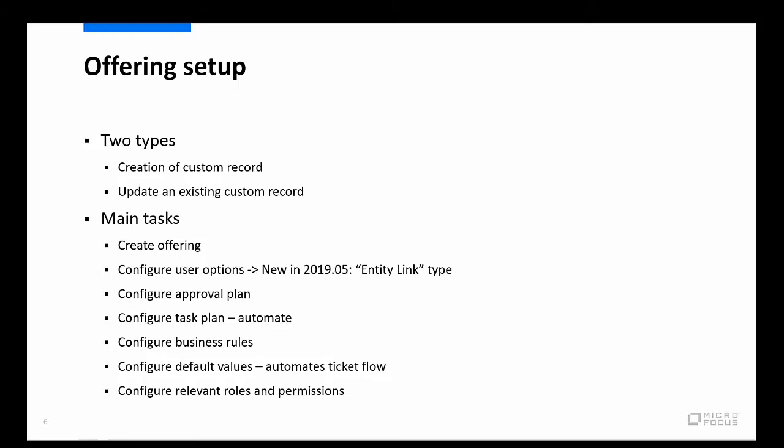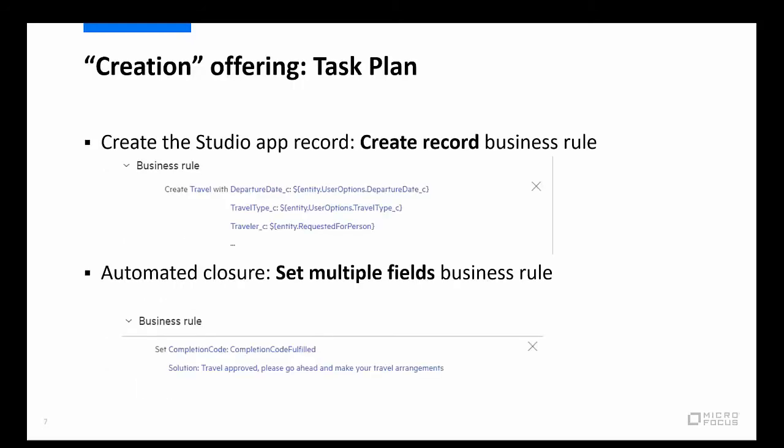We'll look at that in a minute after we go through this recap. So the two record types, right? Create the record business rule, and then the second phase.